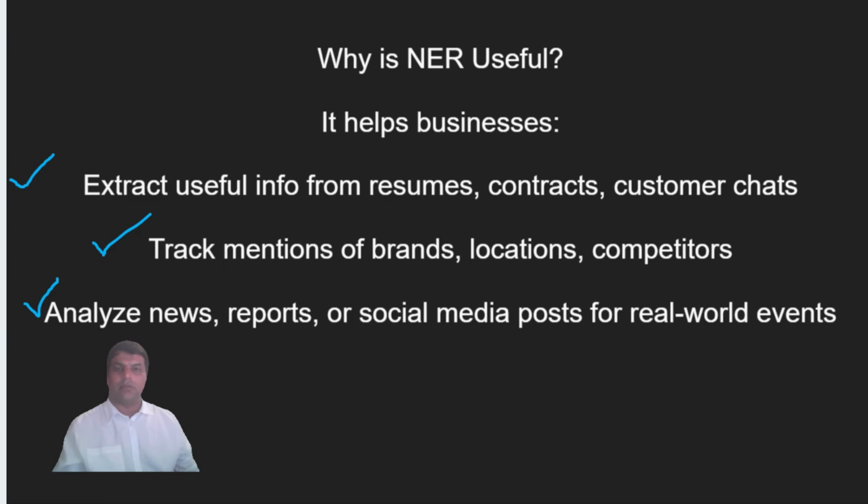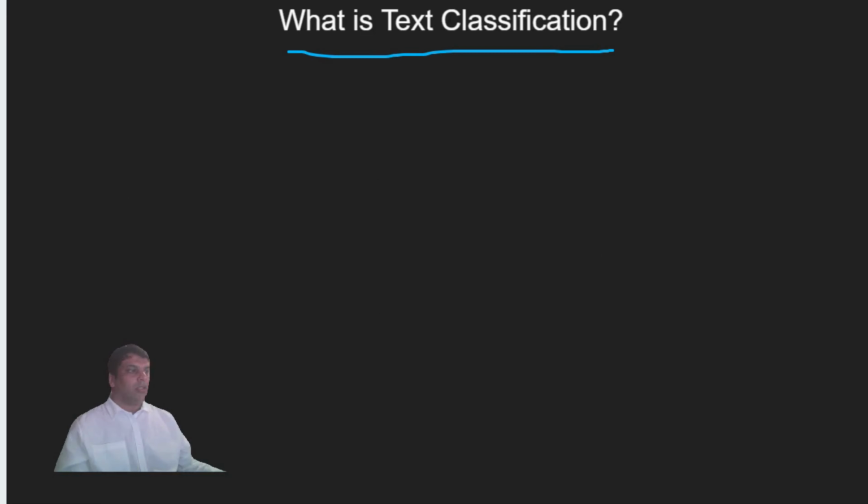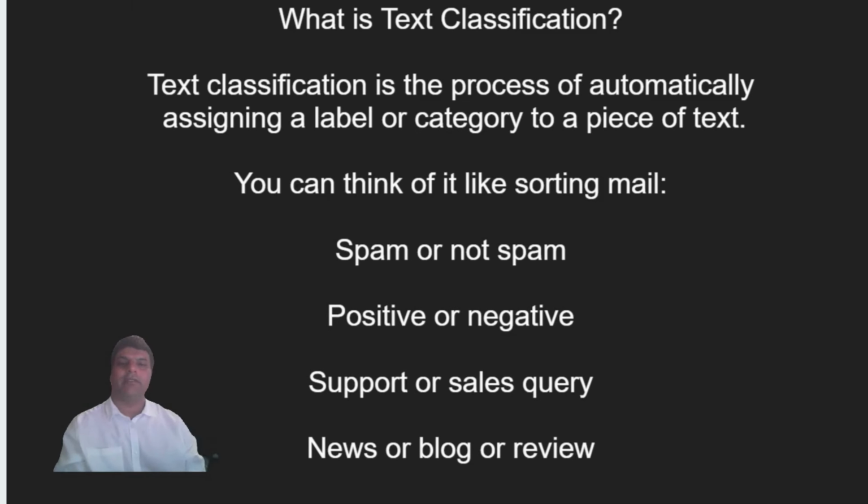So now let's go to text classification, the last technique for NLP, and then we wind up today's lecture. Now, what is text classification? Why is classification important? Basically, text classification automatically assigns a label or category to a piece of text. For example, you have an email, and whether the email is spam or not. It helps to sort the emails.